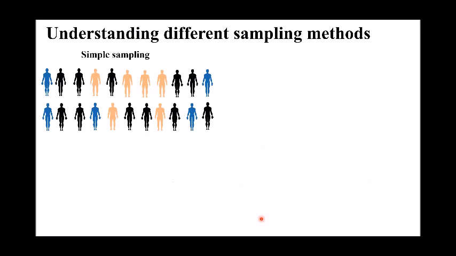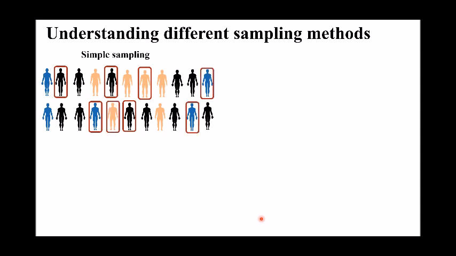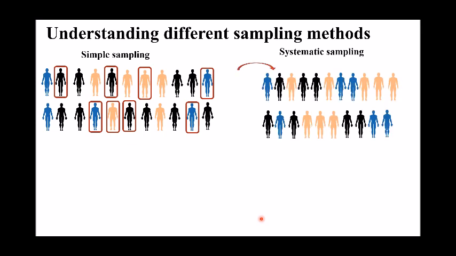Okay, now let's do it graphically so you understand it better. Let's start with simple sampling. This is your population, and you ask your generator to sample it randomly. Now, systematic sampling: this is your population, so you use a pattern. In this pattern, you're selecting every third individual.